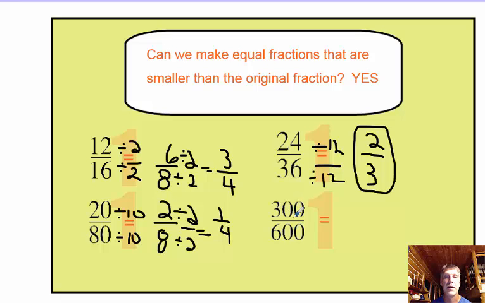There's a shortcut I want to show you for 300/600. If you look, they both have 2 zeros. So that means I can take out 100. But the shortcut is this, real fast. I can just cross out the 2 zeros. I just divided out 100 by crossing out 2 zeros. So what do I have left?